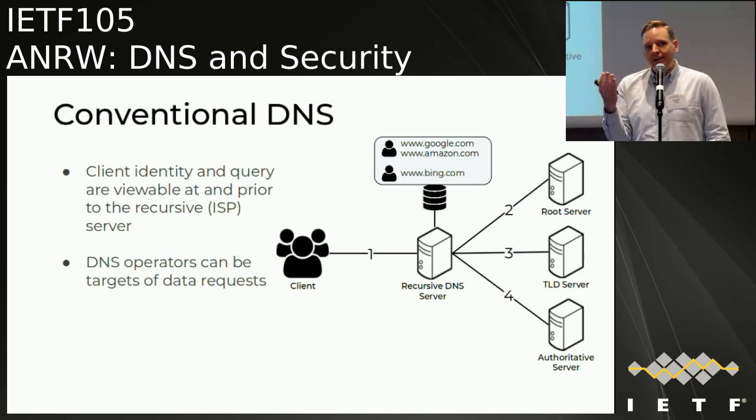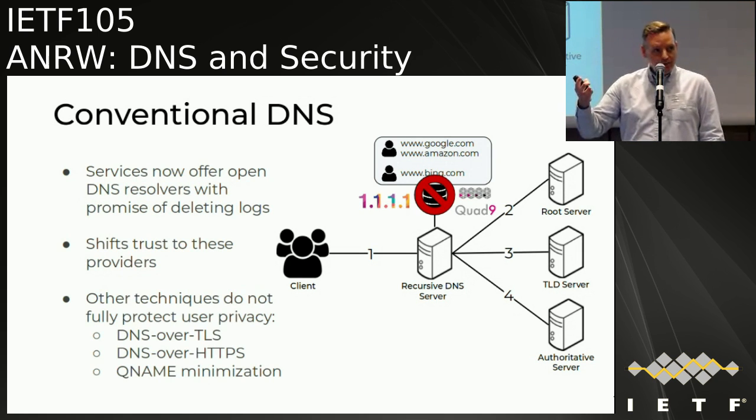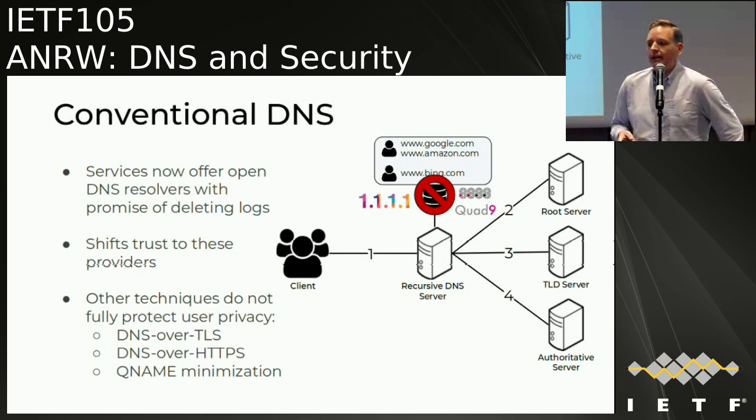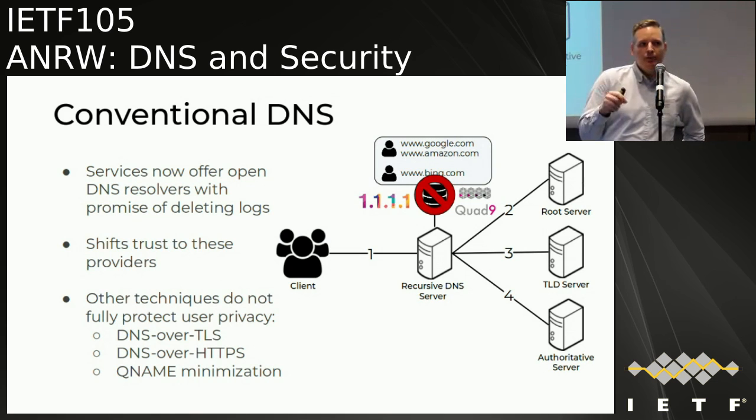And because of that, these recursive resolvers can be the targets for data requests. So an oppressive regime can simply say, hey, you need to hand over all of your DNS logs. And so it's this dangerous position where we're trusting these ISPs or any recursive resolver to hold all of this information. There are these cloud services, Google, Quad9, Cloudflare, that are offering recursive resolvers openly. And they say, obviously they're not going to keep logs, which is likely true. There's too much data to actually store, but it doesn't actually solve the problem.